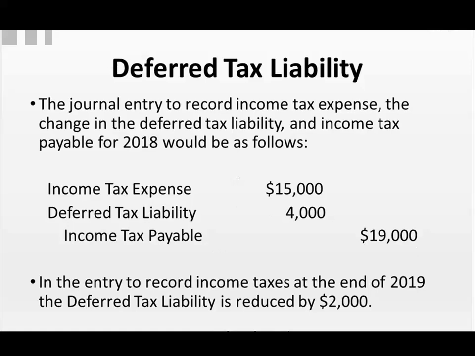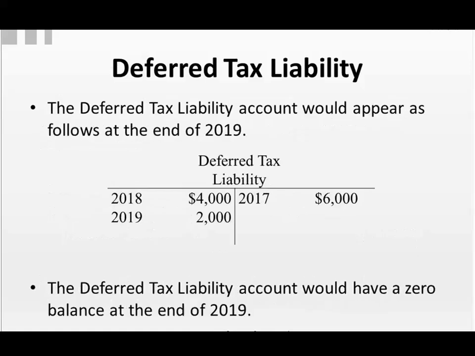In the entry to record income taxes at the end of 19, the following year, the deferred tax liability would be reduced to $2,000. If you had access to the books and records of this little baby company, the general ledger would look something like this.